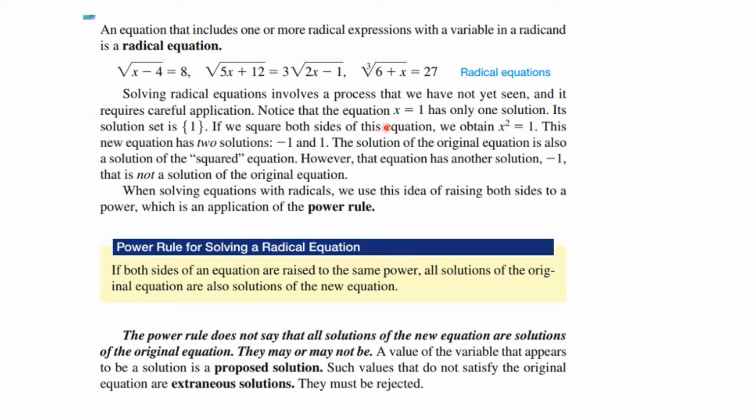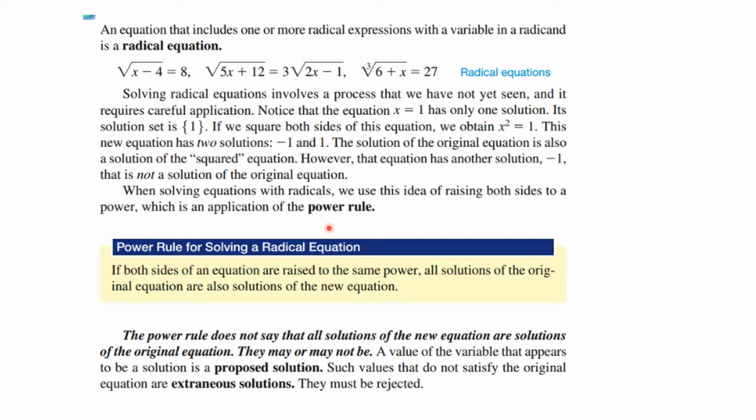Let's start with a very simple example. The equation x equals 1 has only one solution. But if we square both sides, we get x squared is equal to 1. And this has two solutions, minus 1 and 1. So the solution of the original equation is also a solution of the squared equation. However, there's another solution that popped up when we squared both sides, minus 1, that's not a solution. So when solving equations with radicals, we're going to use this idea, but we have to be careful about these extra solutions that are found.